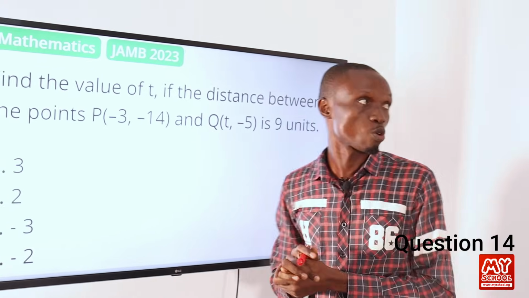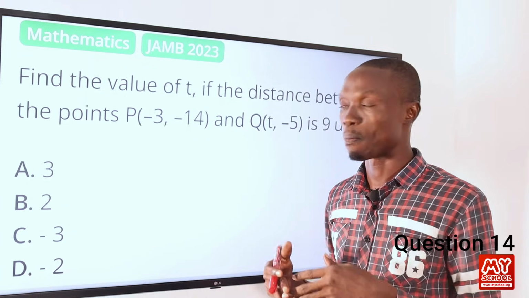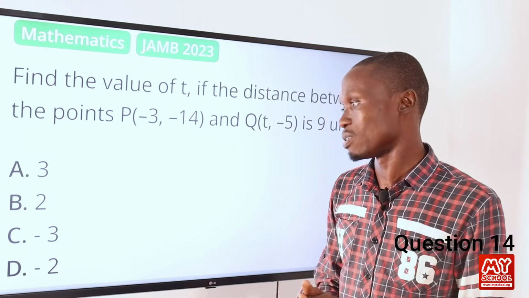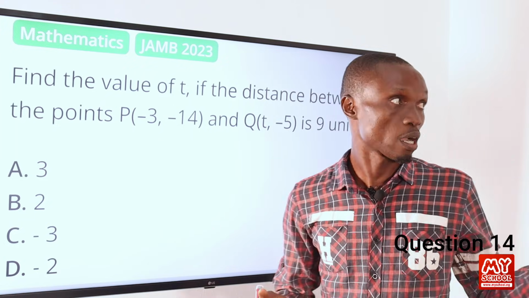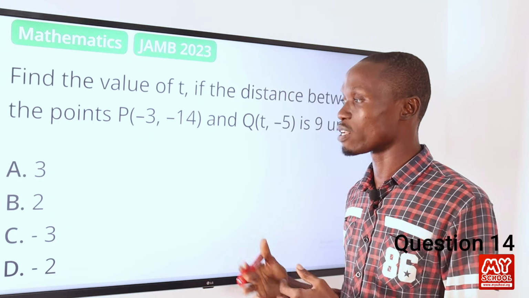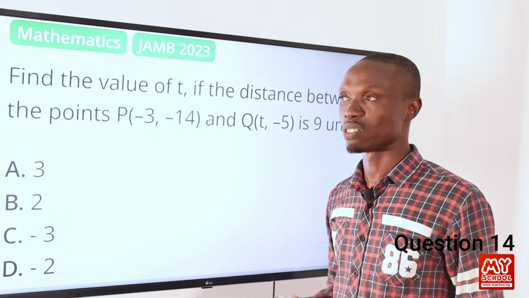So from our calculation, we actually got the value of T to be equals to minus 3, since we are looking for one value of T, not two values of T. Okay, so from our calculation, our T is equals to minus 3. So looking at the options on the board, the one that agrees with our calculation is C, which is minus 3.